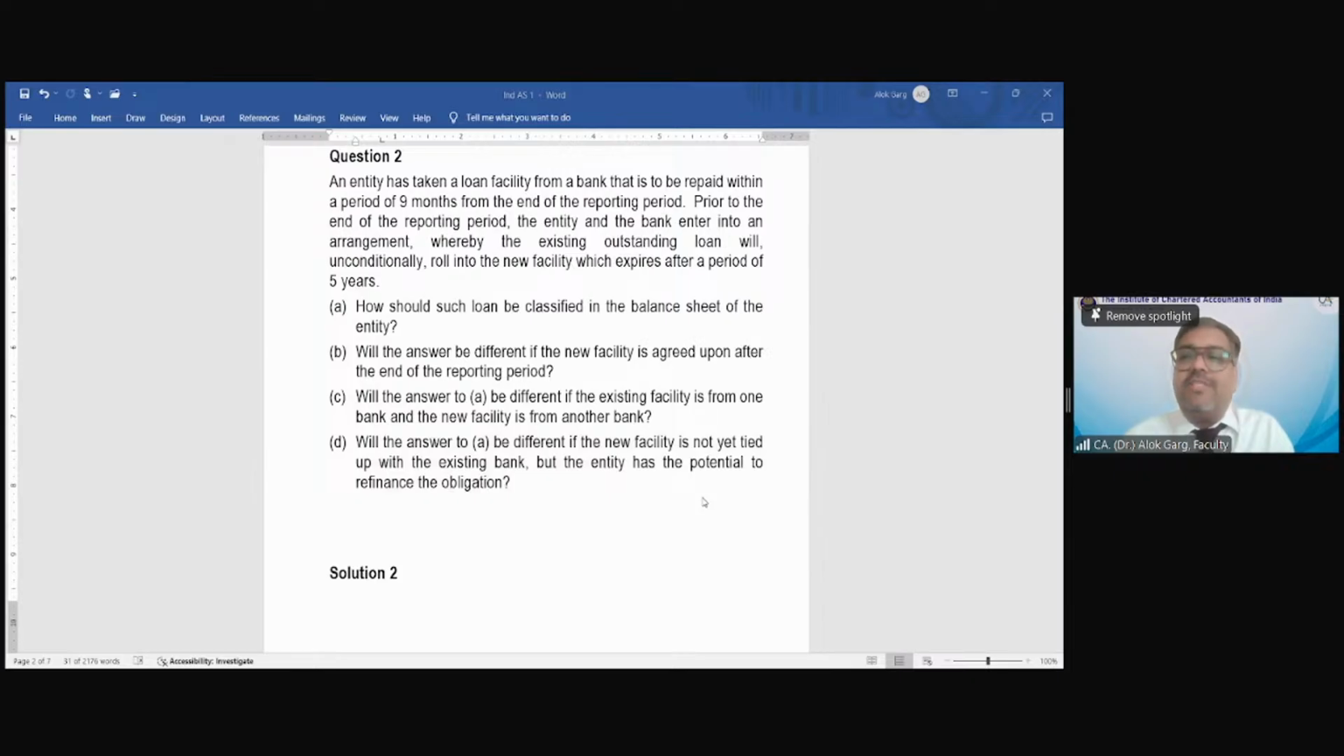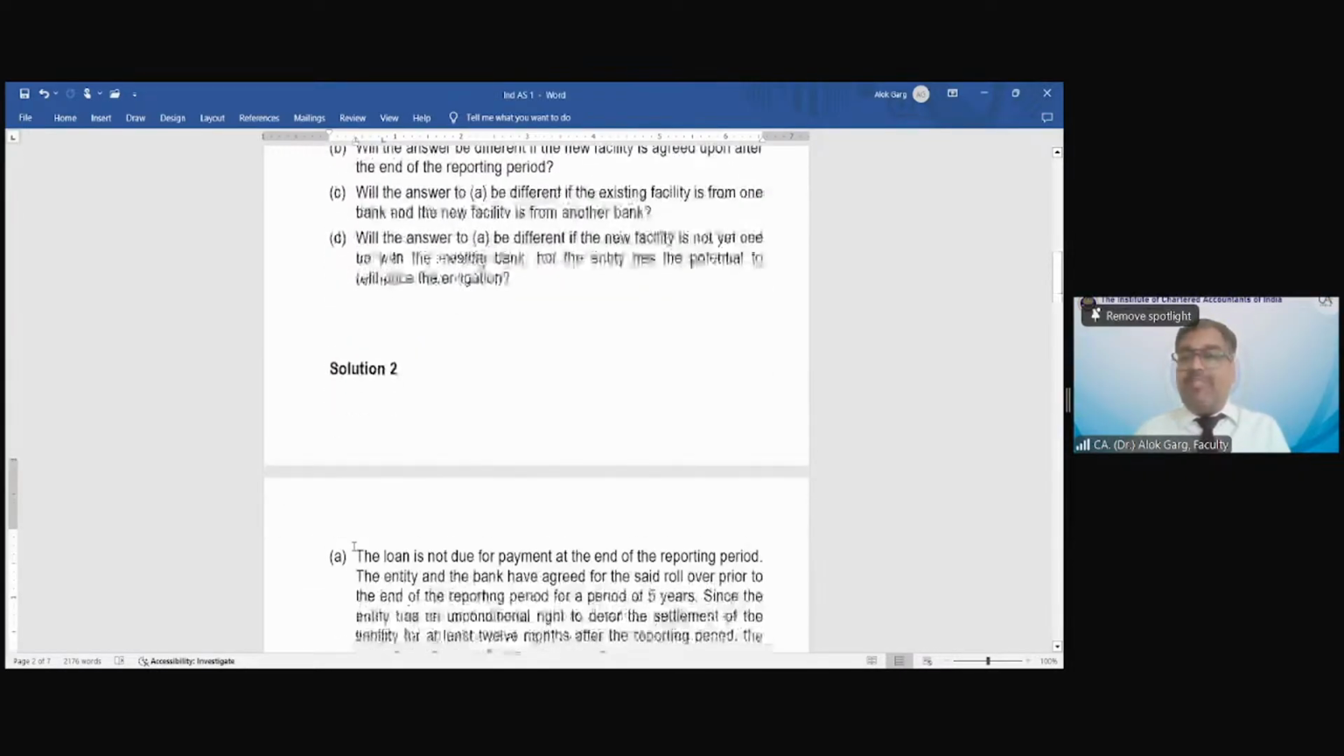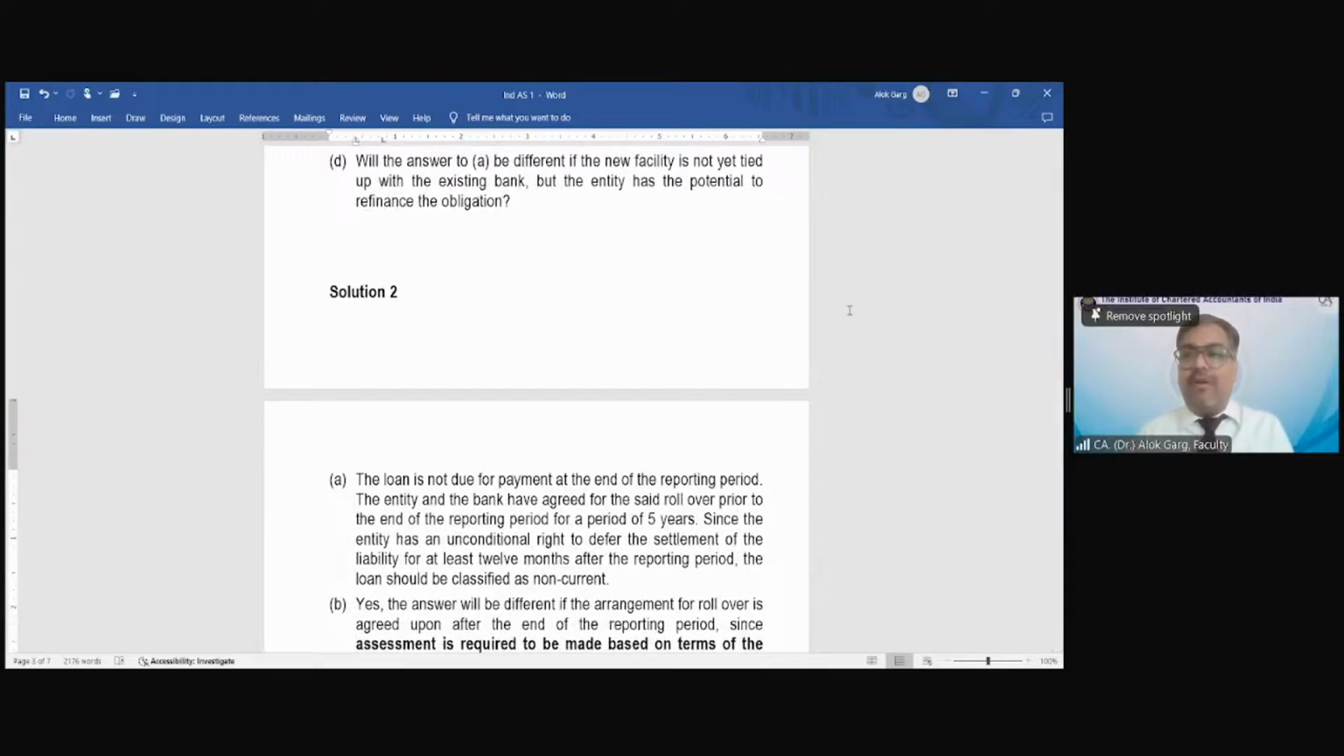So in question number D, whether it should be current or non-current? This loan liability which is repayable after 9 months, whether it has to be current or non-current? What is the answer? It has to be classified as current, right? Because again, the potential and intention do not work for liability.